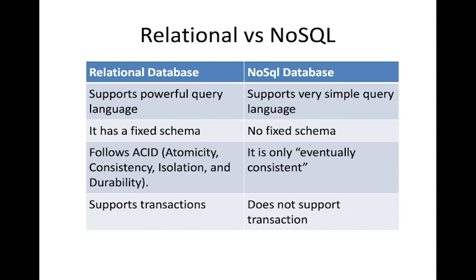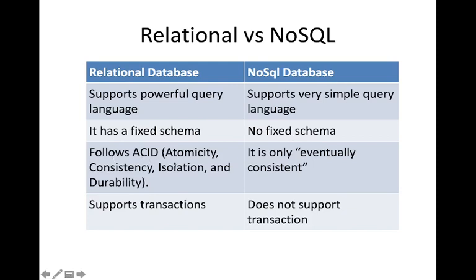Now these are the main differences between relational and NoSQL databases. In relational database, we have powerful query languages. We have seen SQL queries and all. Here it is a very simple query language. Then in relational database, we have a fixed schema. Here there is no fixed schema, that is, there is no fixed table definition.